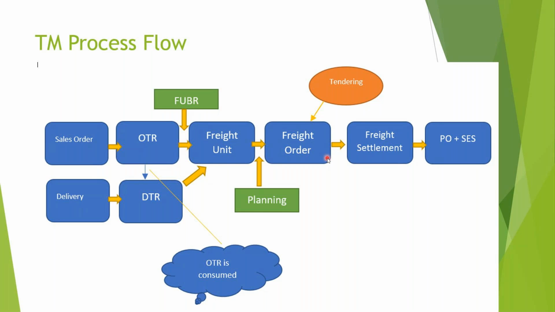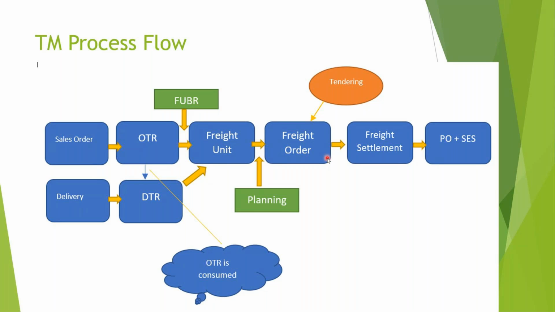Either you use it for the carrier who is on rank 2, the second choice, or you want to broadcast to all the other carriers. Those strategies will be defined inside the tendering profile. So once the tendering profile triggers, the tendering process itself is a big thing.